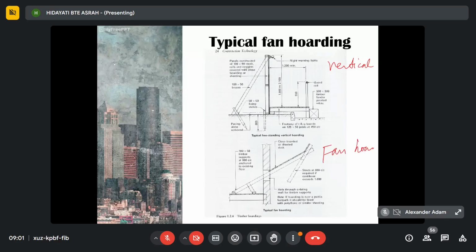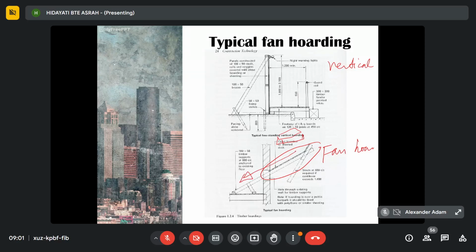So fan hoarding, as I mentioned before, is used to prevent falling debris. Like let's say a brick falls from the building under construction, it will not fall directly to the ground. It will fall on the fan hoarding here, and then it will be directed back to the construction site.